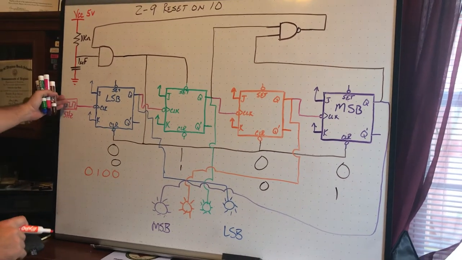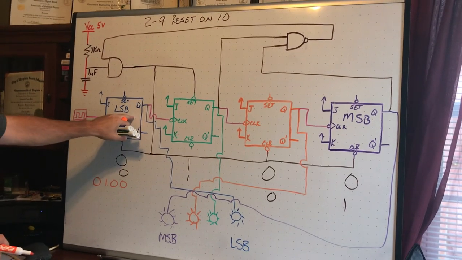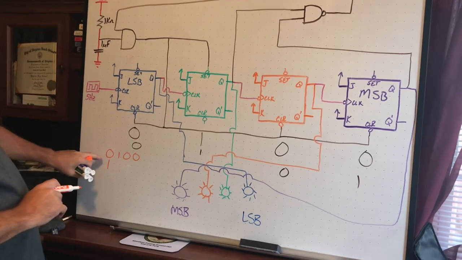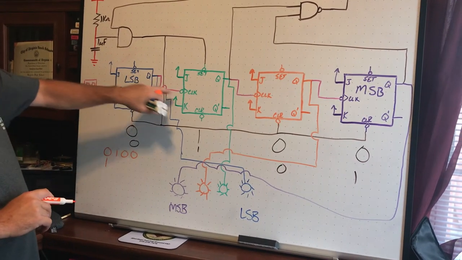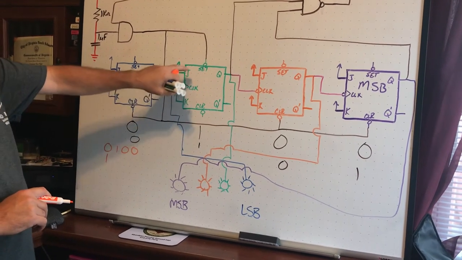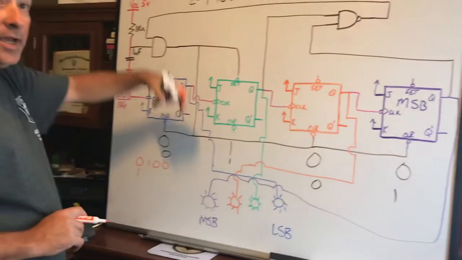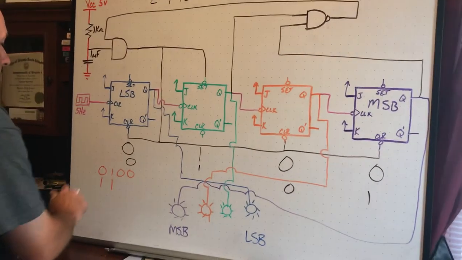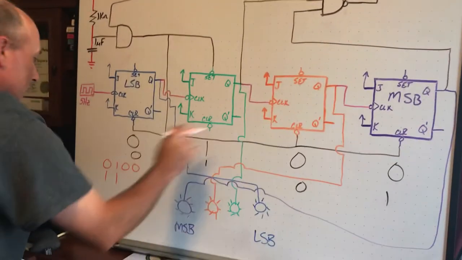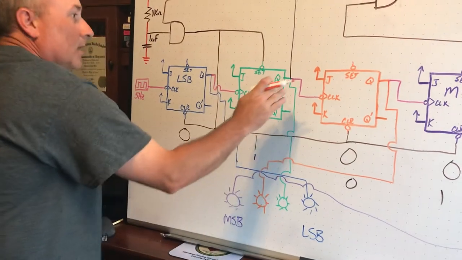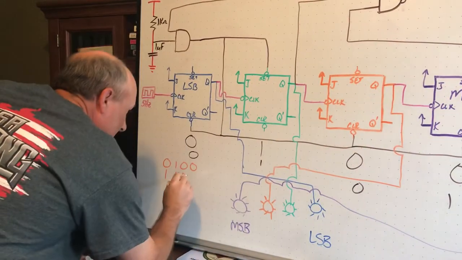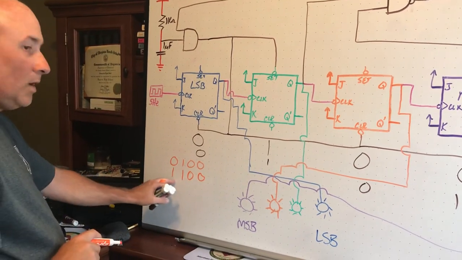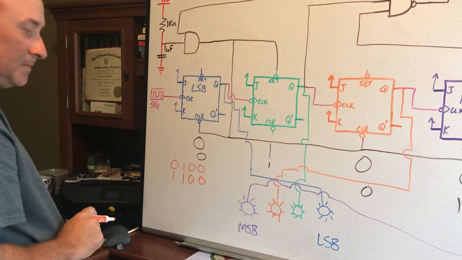So when my clock comes in, it's going to clock this one, and it's going to change it to a 1. Well, this one went from a 0 to a 1, so it's not going to clock this, because I told you it's only going to clock on the trailing edge, which means it's going from a 1 to a 0. So this one's going to stay the same. This one went from a 1 to a 1, so that one's going to stay the same. This one went from a 0 to a 0, that one's going to stay the same. So now I got 0, 0, 1, 1, which is 3.